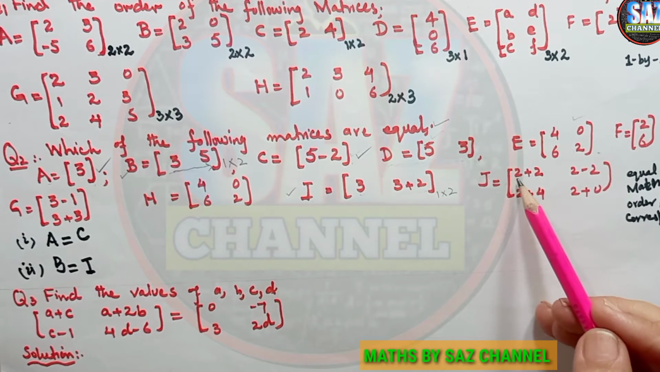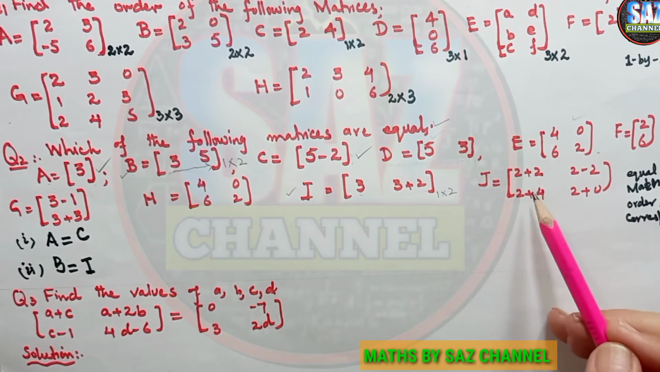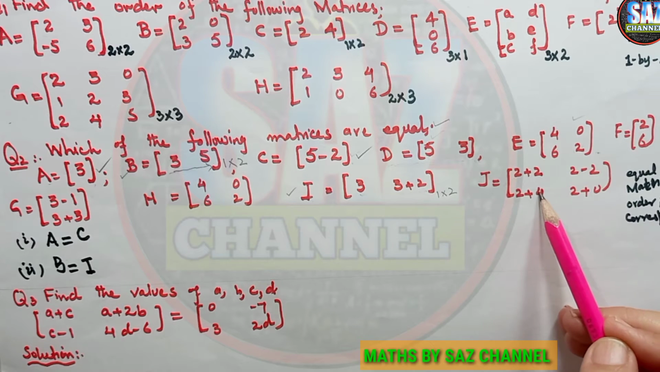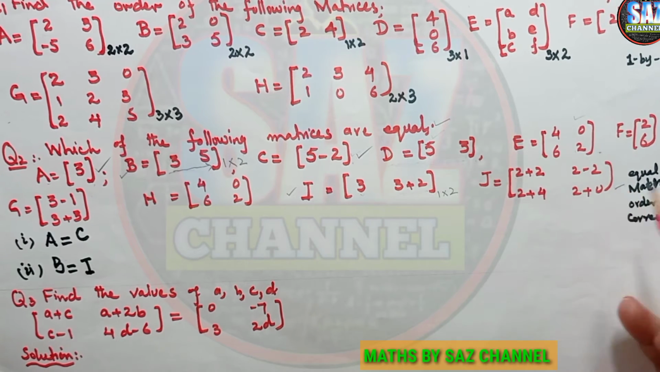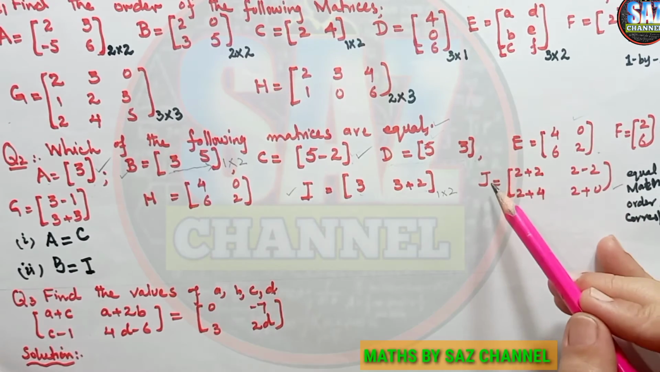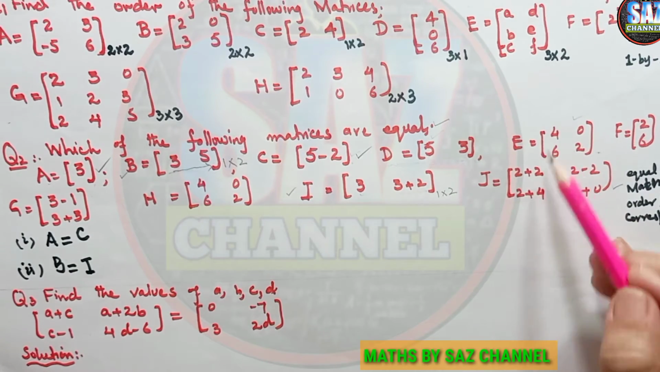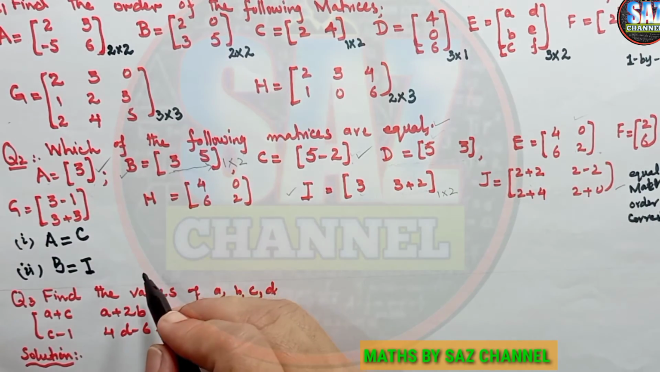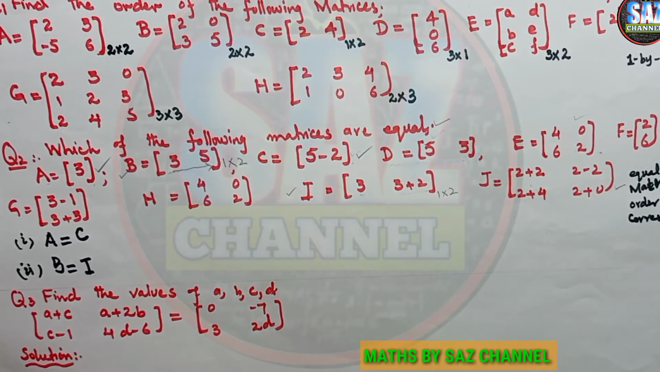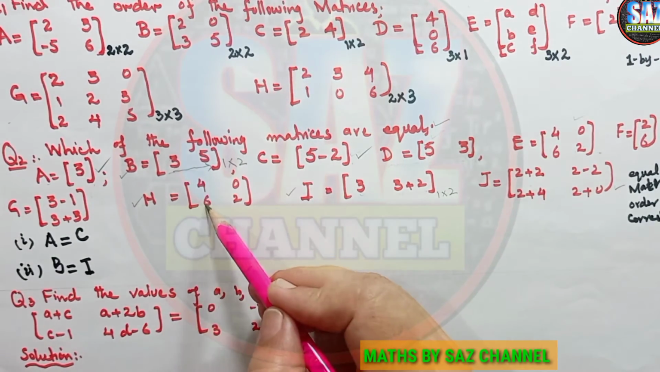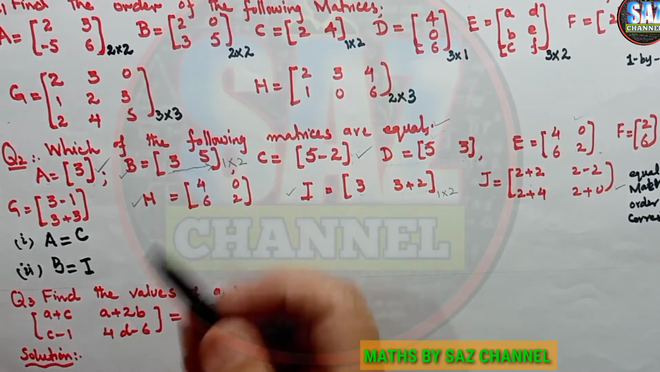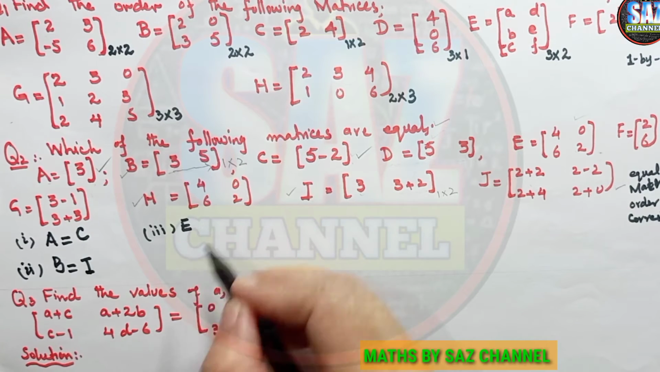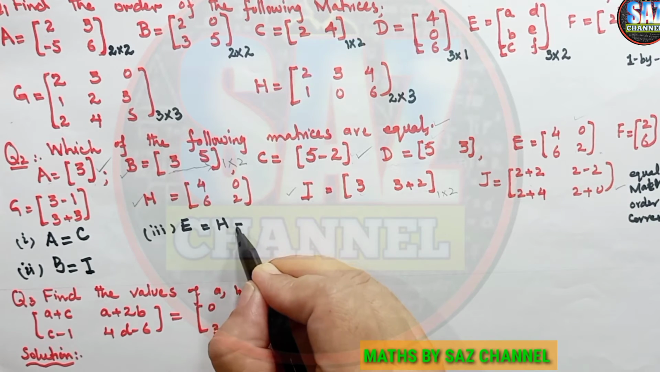If we look at J part, we can see 2 plus 2 is 4, and 2 minus 2 will be 0, and this is 4, 2 plus 4 will be 6, and 2 plus 0 will be 2. So the order of E matrix and J matrix is 2 by 2 and the corresponding elements are also same. So E matrix will be equal to J. And again if we look at H matrix, that is 4, 6, 0 and 2, so matrix E will be equal to H will be equal to J.